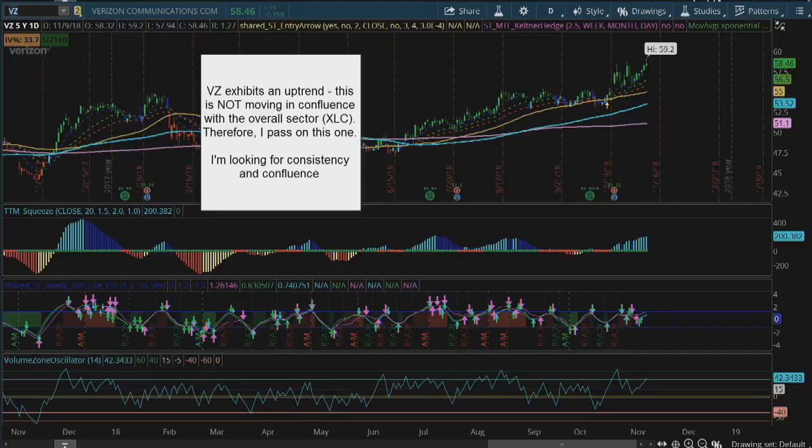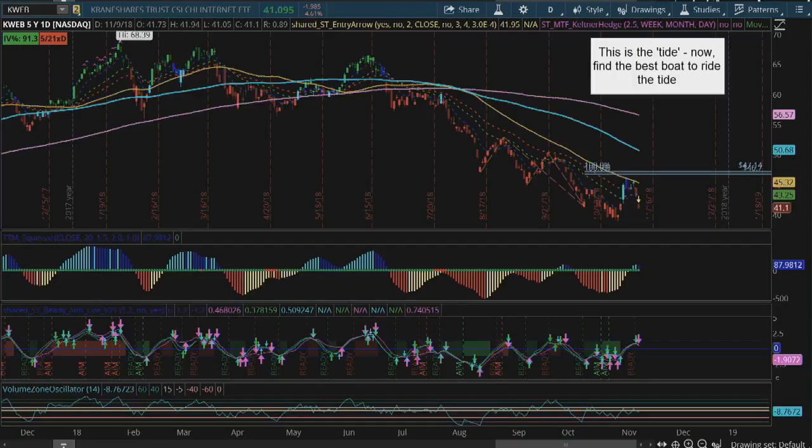So the next one's Verizon. Verizon is in an uptrend, nice overall stack pattern, but it's not in confluence with the overall sector. So Verizon is in the communications sector. While you can trade this stuff for sure, and if you look at the chart and you just say, well, it's trading higher, I have a squeeze, why don't we buy it? You can, and that's great. It just wouldn't really qualify as the 5-star because it's moving out of confluence with the overall sector. So I'm trying to focus on the best ones that are moving in confluence together.